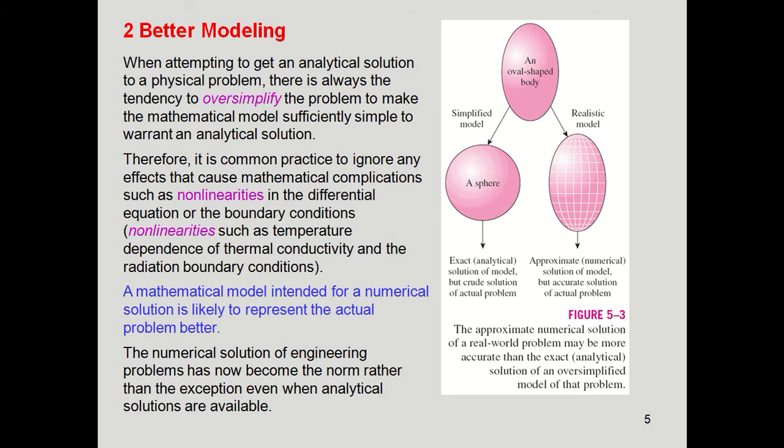Now for the better model. When attempting to get an analytical solution to a physical problem, there is always a tendency to oversimplify the problem to make the mathematical model sufficiently simple to warrant an analytical solution. For example, if you are given an actual oval shaped body, then to solve the heat transfer for this body, we will simplify it as a sphere, use an analytical solution for the sphere condition and find the solution.